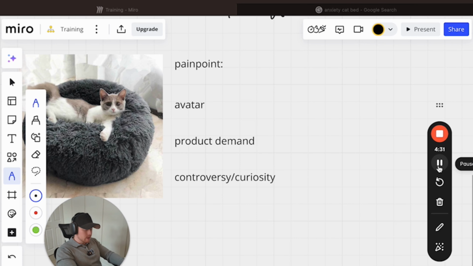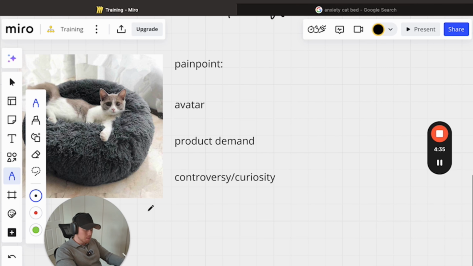All right, so I want to give you guys an example here. So we're going to look at this product here, which is a calming cat bed. And it's basically what the product is and how this product was marketed by a ton of people over the past few years. And it was a past winning product and probably still crushing right now.